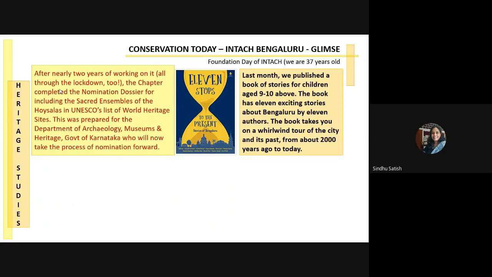This was prepared for the Department of Archaeology, Museum and Heritage, Government of Karnataka, who will now take the nomination process forward. Apart from that, in the last month, they also published a book of stories for children aged 9 to 10 and above. The book has 11 exciting stories about Bangalore by 11 different authors. It takes you on a whirlwind tour of the city in its past, from about 2,000 years ago to today. So children will have an exposure to the city they live in. That was one initiative taken.